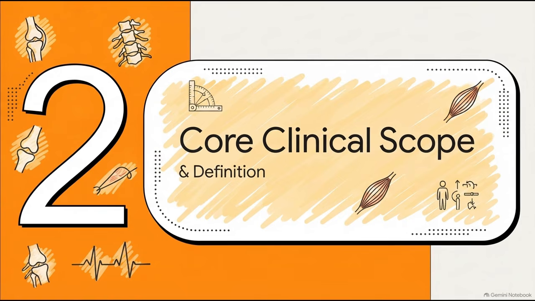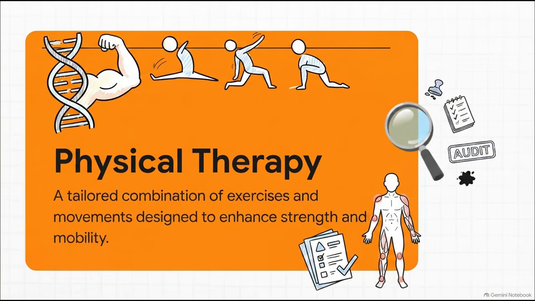Moving right along to Section 2, Core Clinical Scope and Definition. So what is physical therapy at its core? It's a tailored combination of exercises, stretches, and movements designed to enhance strength, flexibility, and mobility. And the absolute magic word here is tailored. Physical therapy is not just a generic out-of-the-box workout routine you find online. It's a highly customized clinical intervention. When an auditor looks at a chart, they aren't looking for some cookie-cutter exercise sheet, right? They're looking for a customized plan of care designed specifically to restore that unique patient's physical function.